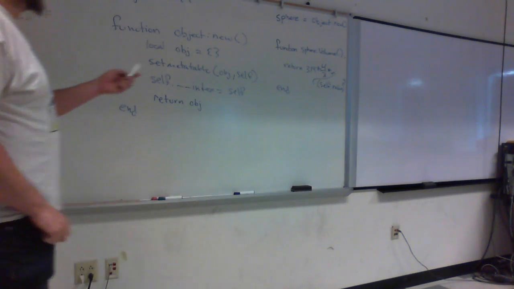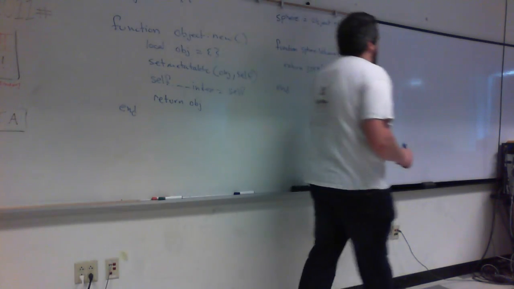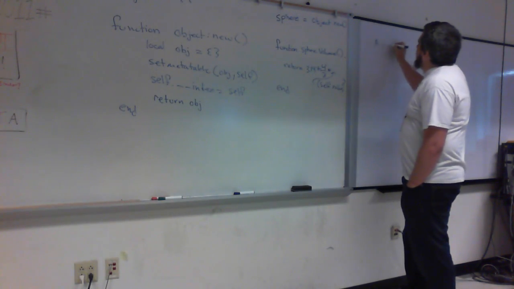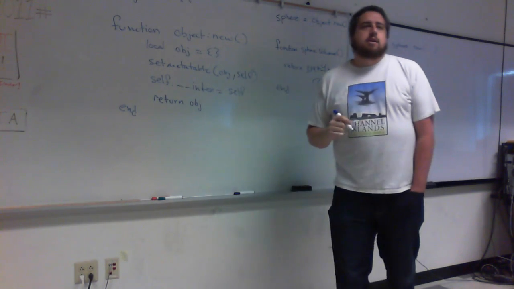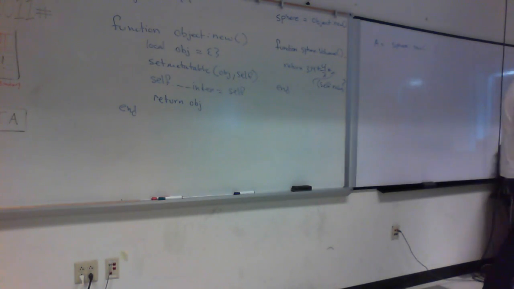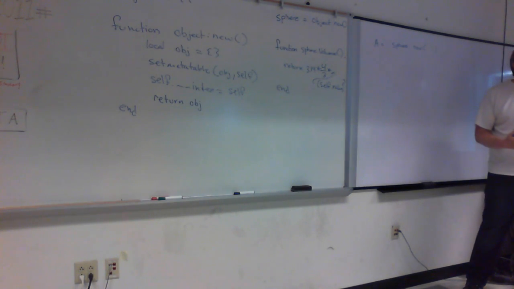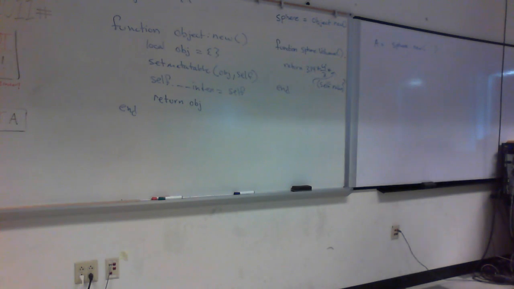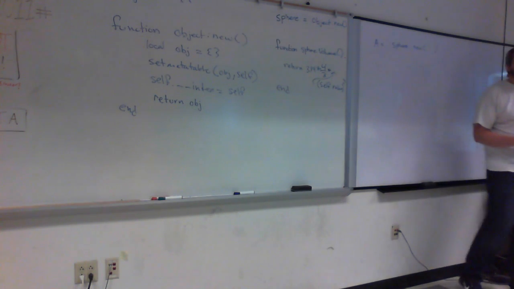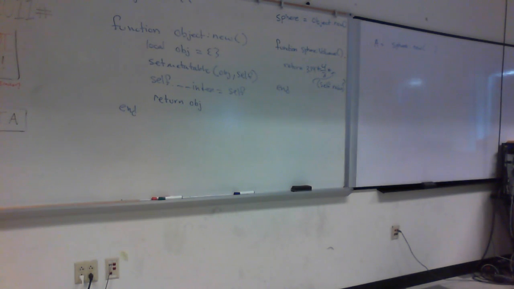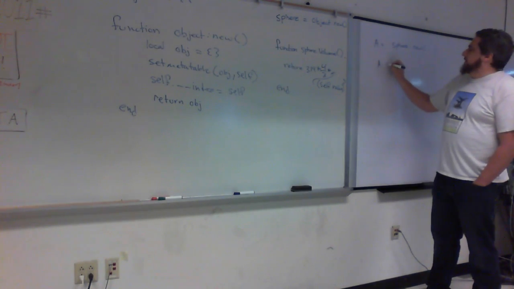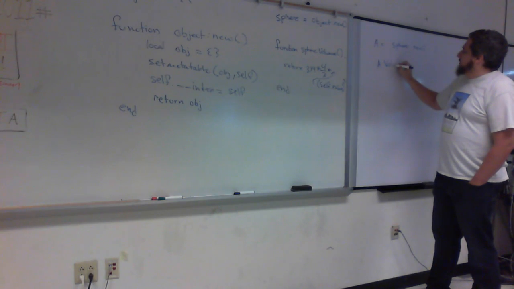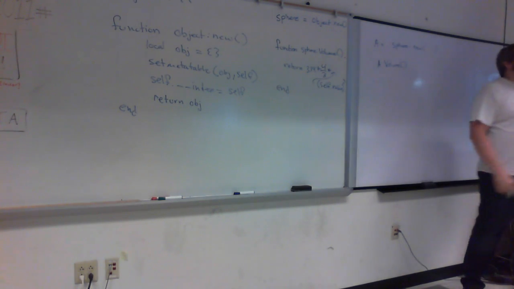Okay, so now the problem is, or not. There's not a problem. There is a problem, but we don't quite see it yet. I can say, for example, A equals sphere colon new, like so. What's the problem with A? It's not that we don't know what it stands for. Sphere is a new object over here. I could say A colon volume, and that would return the volume of the sphere, except.